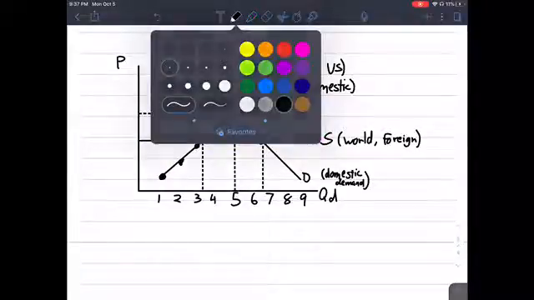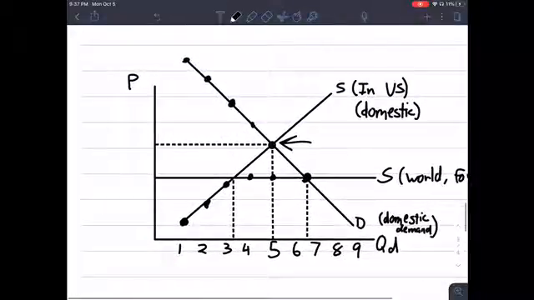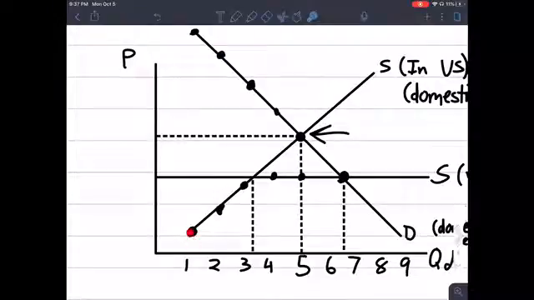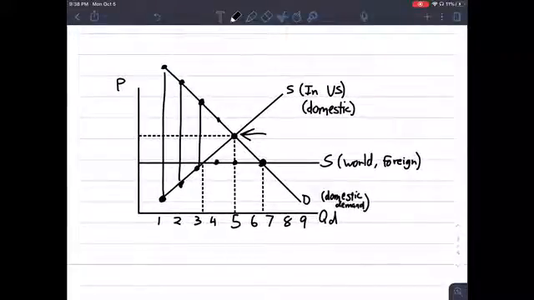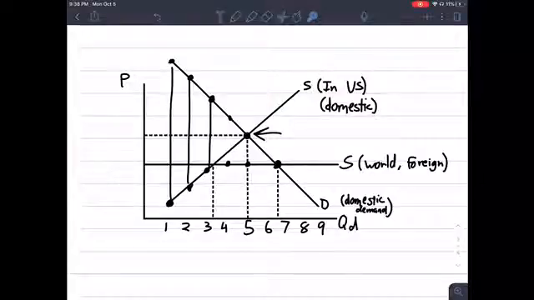So what we can see from this graph so far is that from this point right here to this point up here, these trades are still taking place in the domestic country because they're able to produce it cheaper than what the supply of the world or the foreign good is produced for.